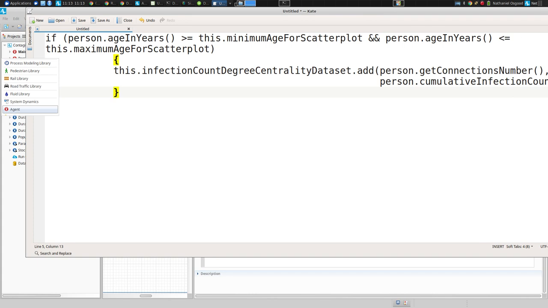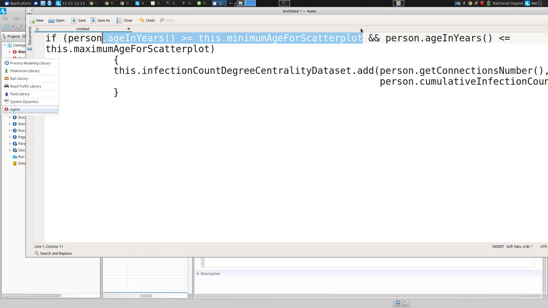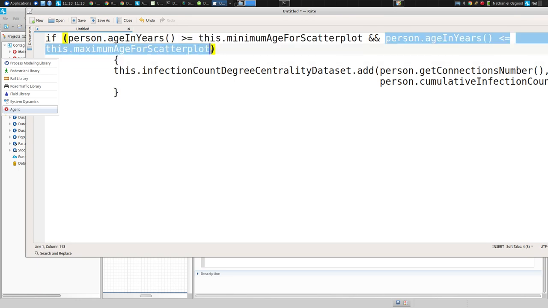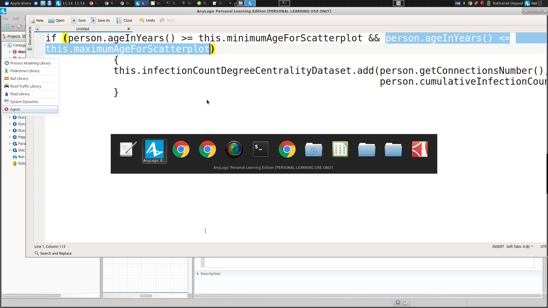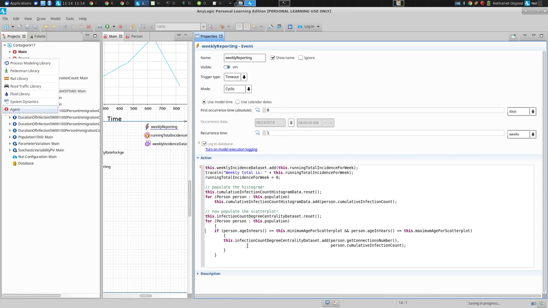Okay, so what is that doing? What does this thing mean? It means and. If this person's age is at least the minimum age and it's less than or equal to the maximum age, then we're going to do what? Good. Okay. So this is the logic. In short, we're only going to show people whose age is between minimum and maximum.